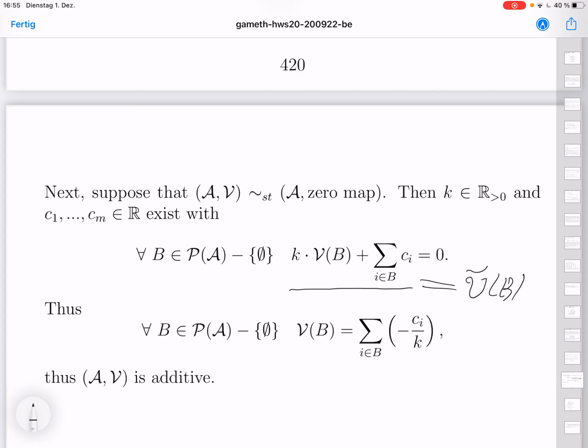Now I can just make a trivial calculation. I can subtract on both sides the sum of the Ci, and I can divide by k, so then I get this implication. And this tells me that the collision value of the collision B is equal to the sum of minus Ci divided by k. And such a sum formula is exactly what we need for an additive cooperative game. So here there's not a deep result. The additive games are those which are strategically equivalent to the zero map game.